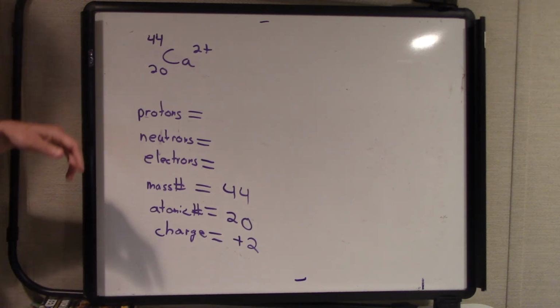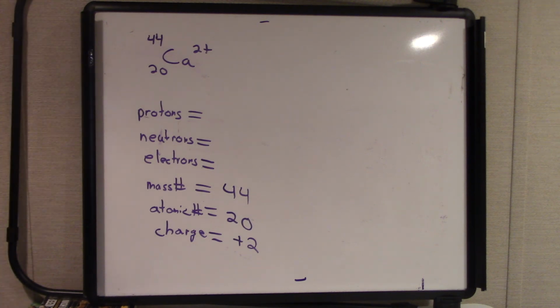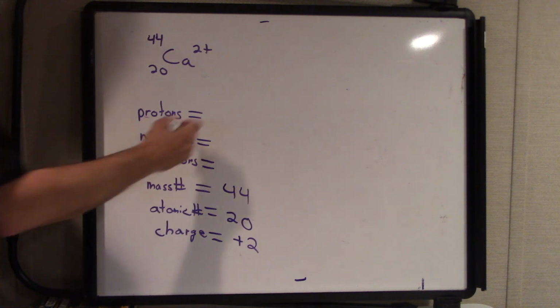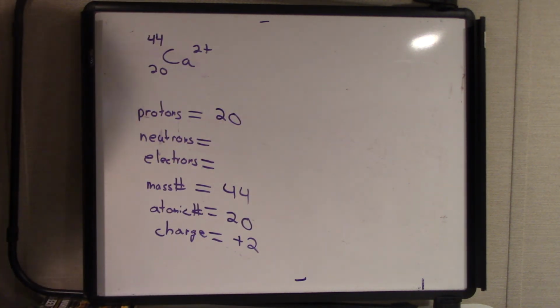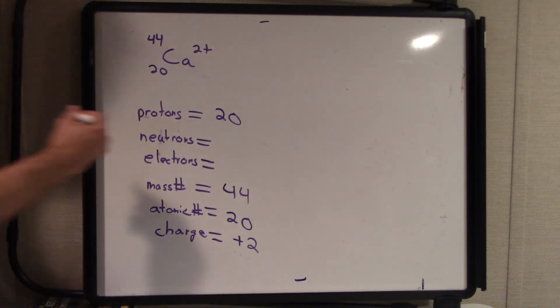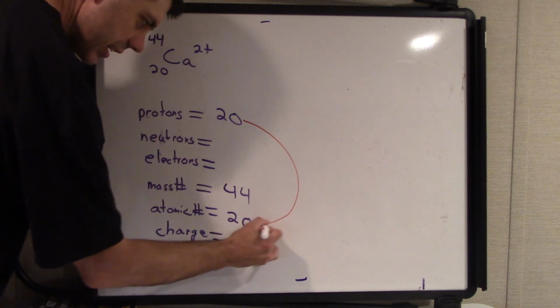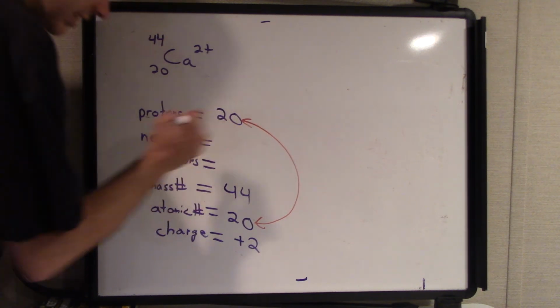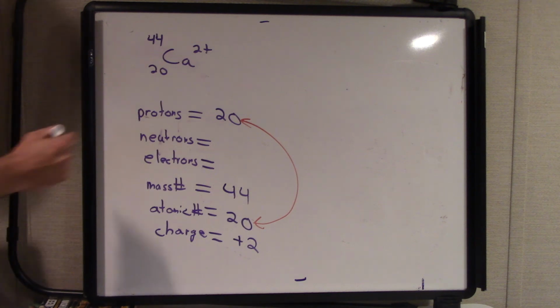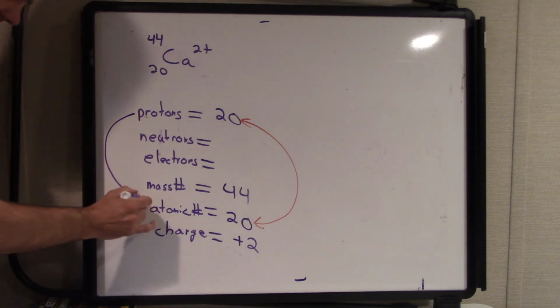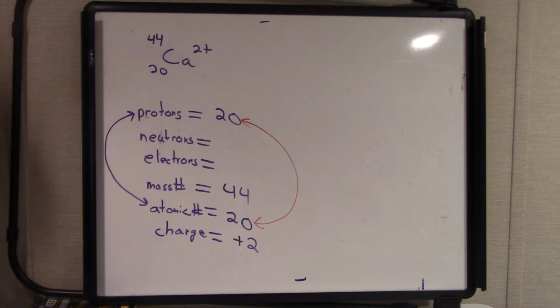So let's start with the number of protons. Our protons here are going to be 20. How did we get at that 20? Well, we got at that 20 because we recognized protons and atomic number are the same thing. The number of protons is based upon what that atomic number is. That's literally the definition of it. So those are always going to have to match.